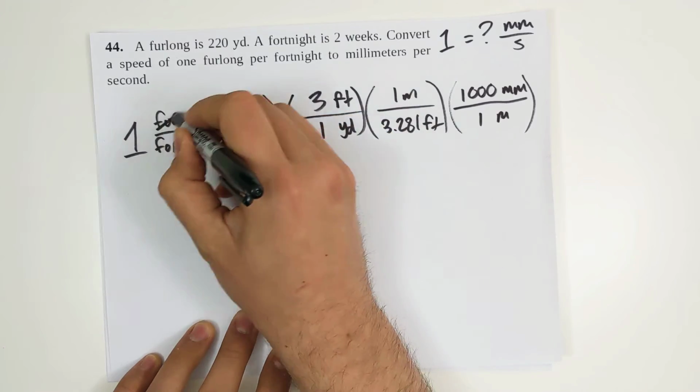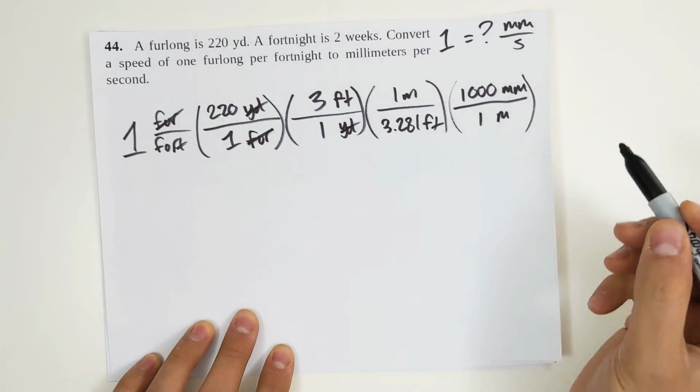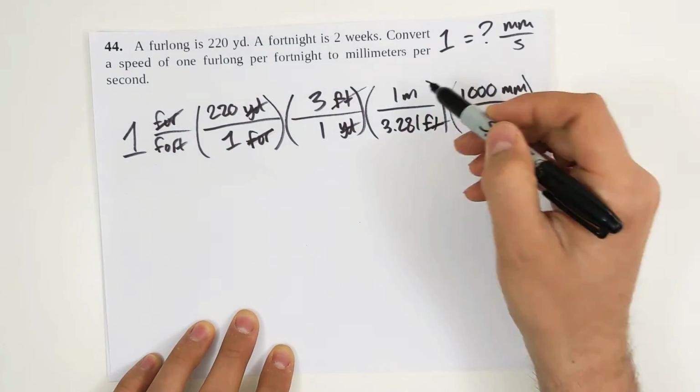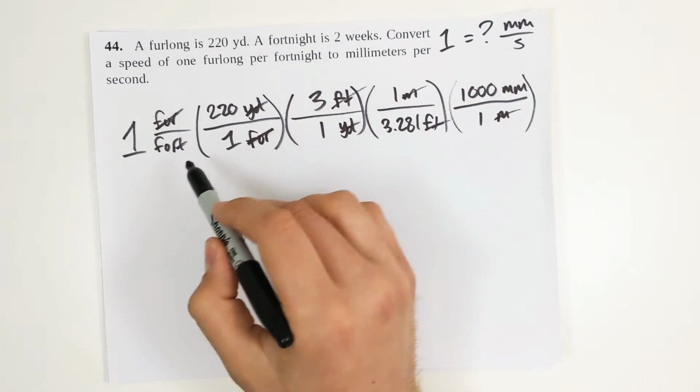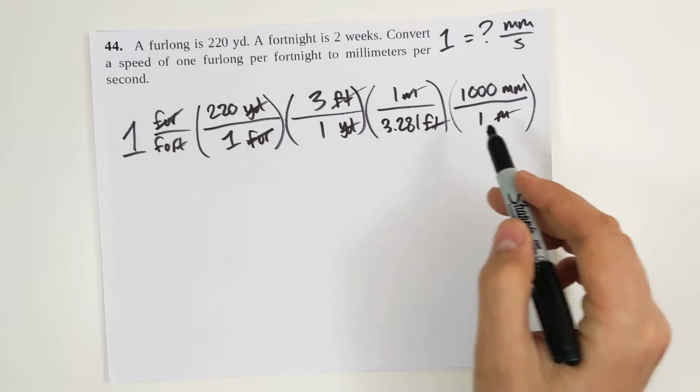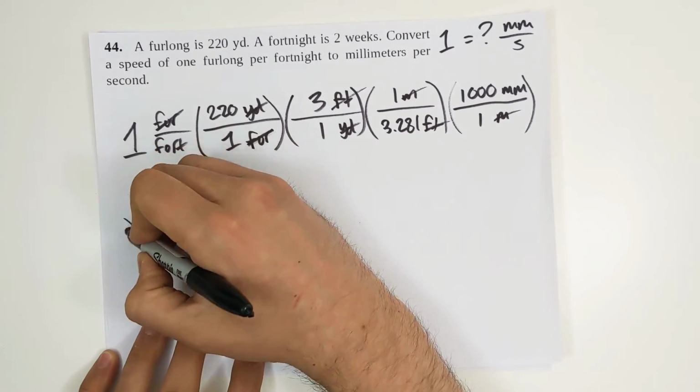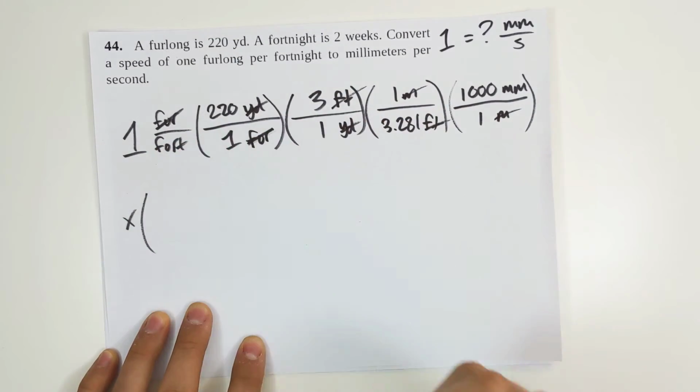And just to get us feeling good, furlong, yard, feet, meter. Boom, we're left with millimeters. We're doing great. Now we need to get fortnights to seconds. I'm out of space. We're just going to continue on the next line.